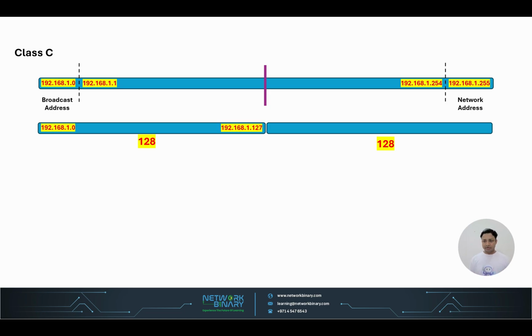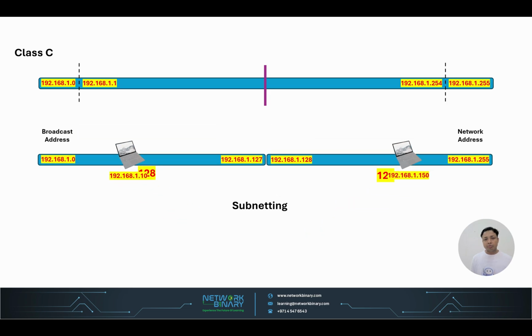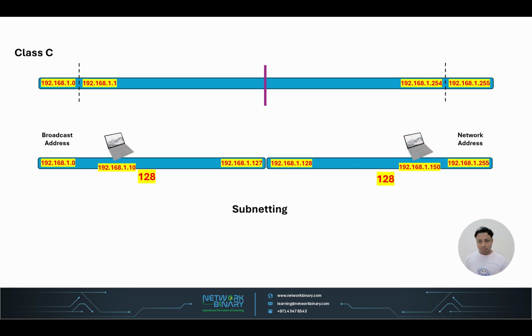It means their addresses will be definitely separated. The first subnet will start from 192.168.1.0 and go up to 127. The second subnet will start from 128 and go up to 255, right? And the remaining IP addresses in between we can assign to these computers. This process, as I said, is known as subnetting. For the two IP addresses we took as examples, 192.168.1.10 will belong to the first subnet and 150 will go to the second subnet.